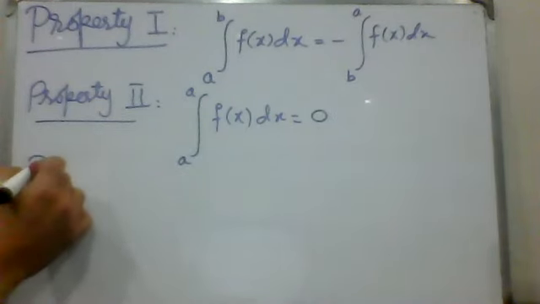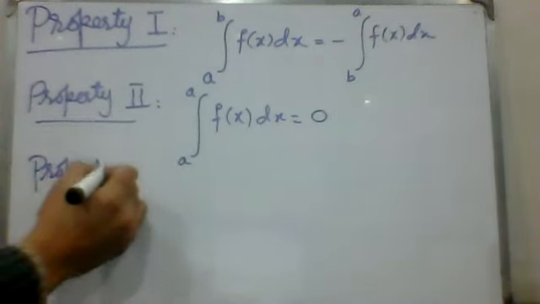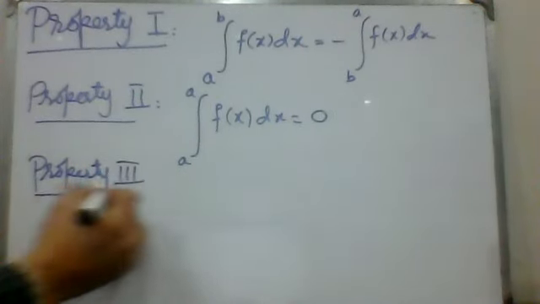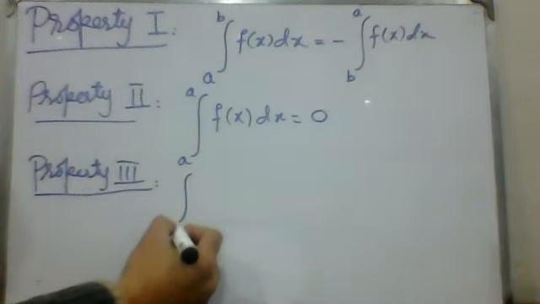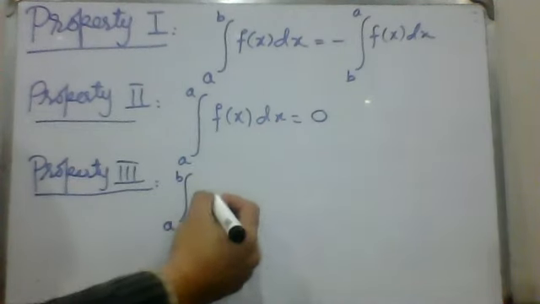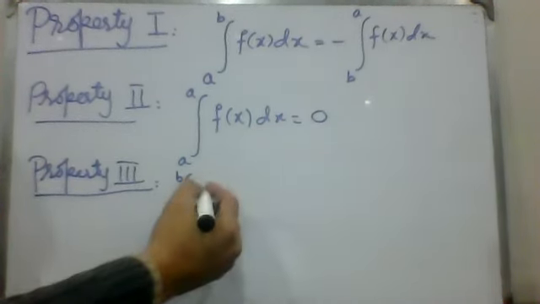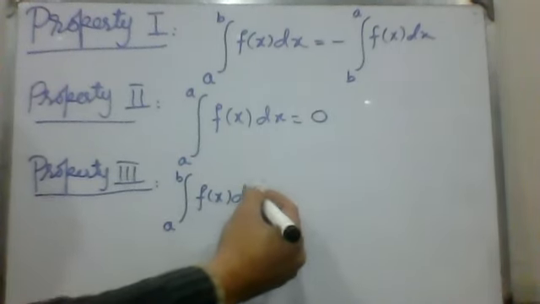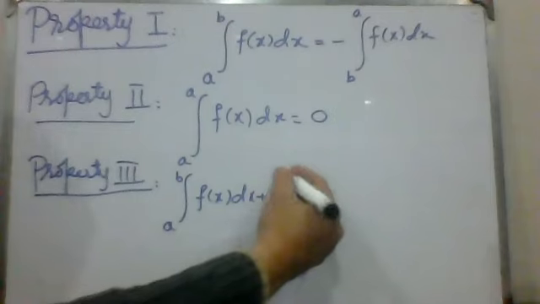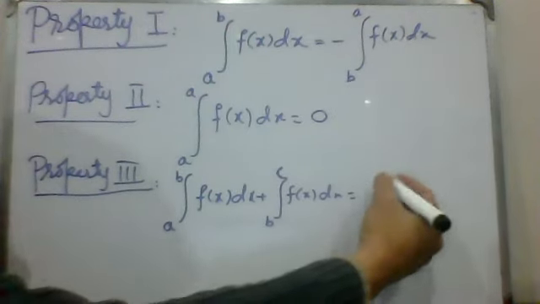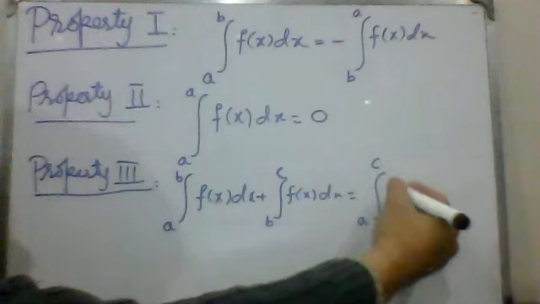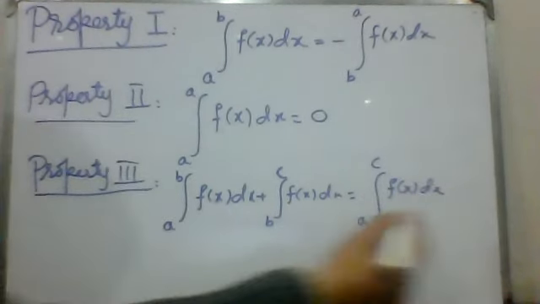So now property number 3. Property 3: the function is continuous and we break the domain like that. A to B is the first one, f of x dx, and the second is B to C, f of x dx. We can write that from A to C, f of x. We can sum that integral.